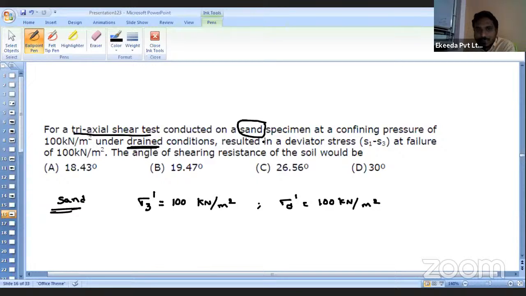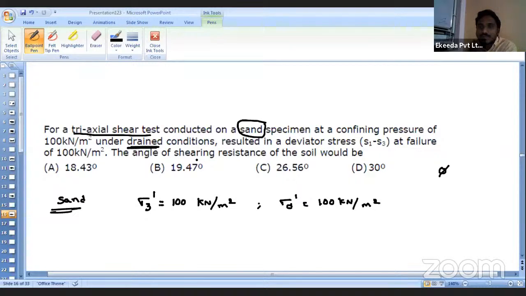And you can ask me that resulted in a deviator stress at failure of... here they didn't mention anything, isn't it? But there is only one possibility, that it should also be a drained condition. So sigma d is also nothing but 100 kilonewtons per meter square. So what do we have to find? We have to find out the phi.